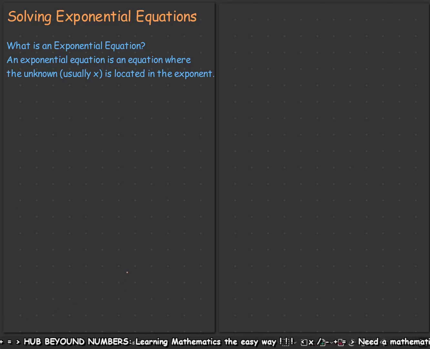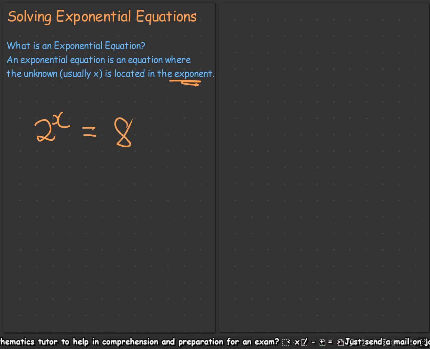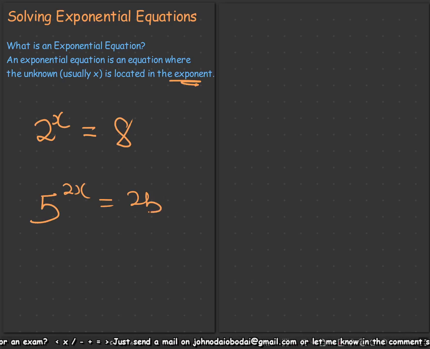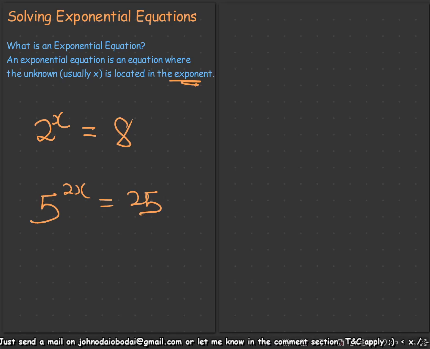So when we talk of an exponential equation, we simply mean an equation where the unknown, usually your x, is an exponent, or a power, or an index. An example is 2 to the power x being 8. You realize that our x is an exponent, not the usual linear equations we have. Another is 5 raised to the power 2x equal to 25. The x, our unknown, is an exponent. This is what we call an exponential equation.